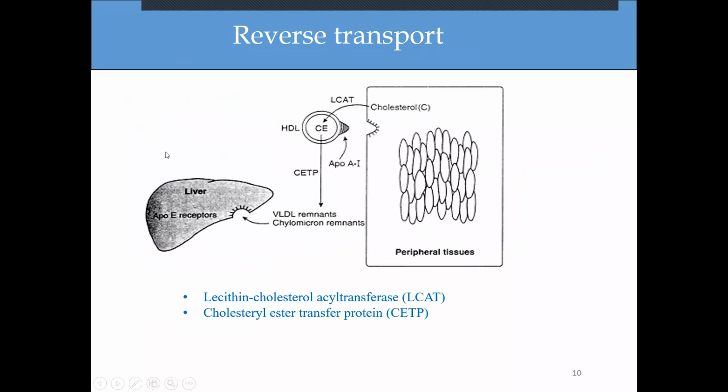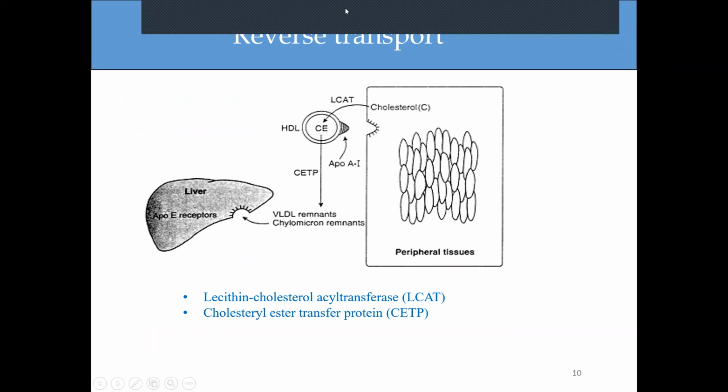Okay, so this is what reverse transport looks like. You have the adipose tissue over here, for example, and you're going to package the cholesterol into HDL, which is going to travel to the liver and dump that cholesterol into the liver. Okay, and there's two enzymes that help out with this. The first one is LCAT, which takes the cholesterol and puts it into the HDL. And the second enzyme that helps is CETP, which takes the cholesterol from HDL and puts it into LDL.